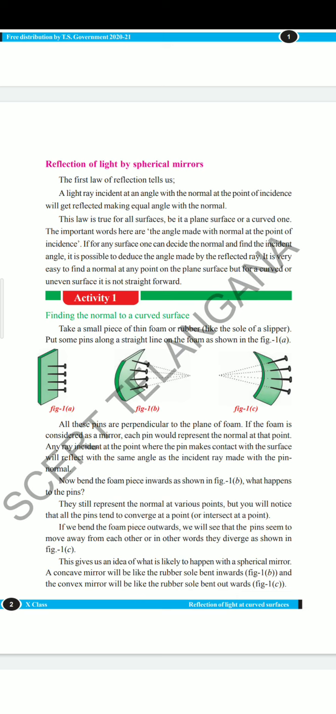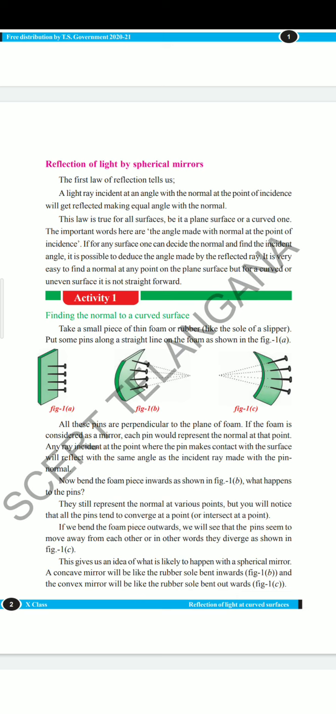If for any surface one can decide the normal and find the incident angle, it is possible to deduce the angle made by the reflected ray. It is very easy to find a normal at any point on a plane surface, but for a curved or uneven surface, it is not straightforward.